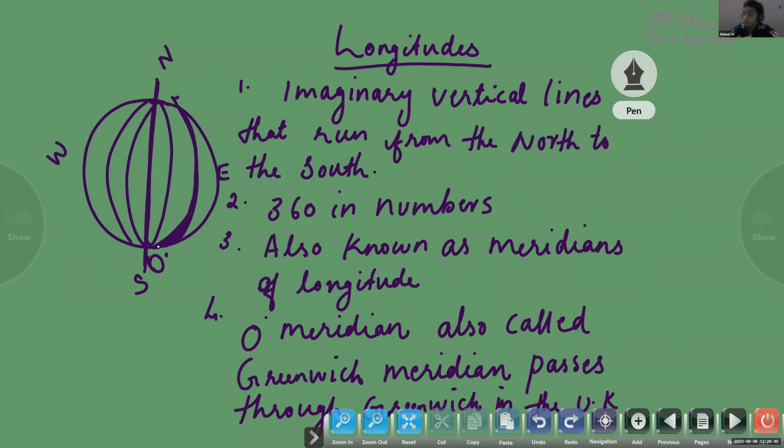What about latitudes? Latitudes do not meet each other at any point. That's why latitudes are called parallels of latitudes. Parallel lines. Just like parallel lines, because they do not meet at any point, right? But here, longitudes are meeting at poles, right? Meet at poles. Clear?